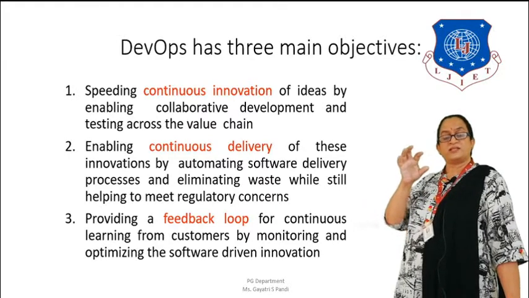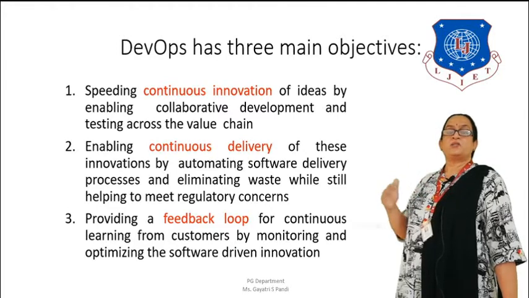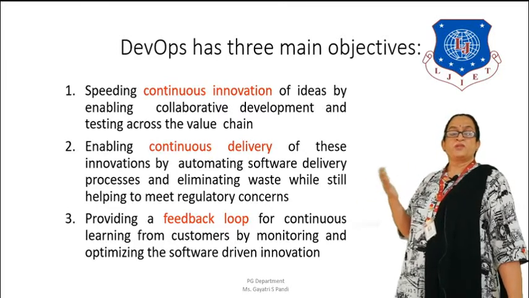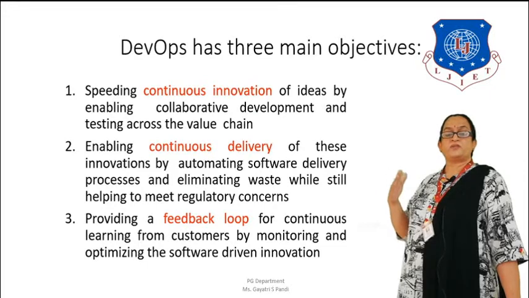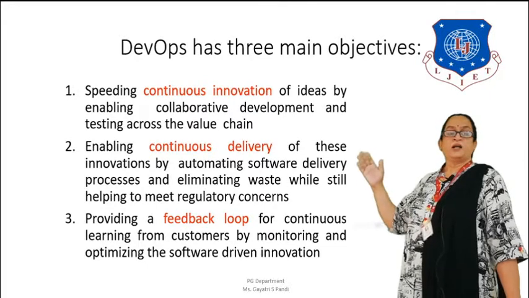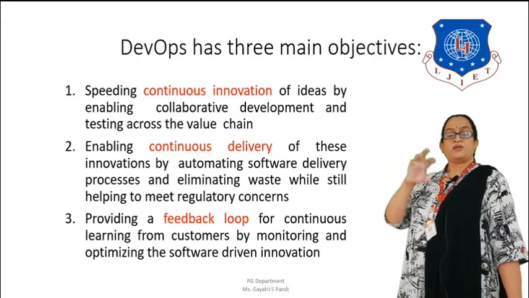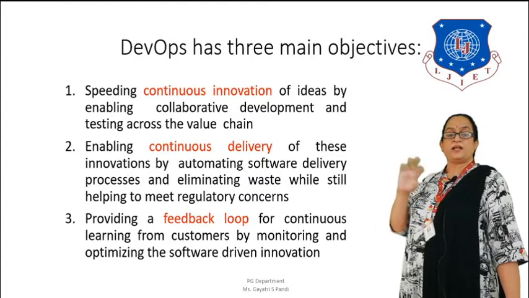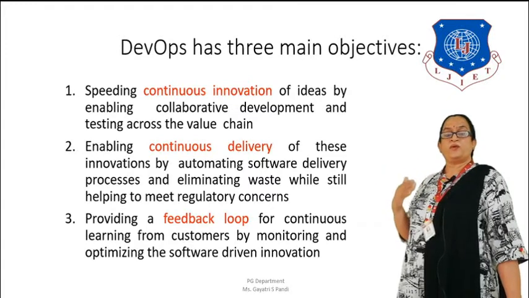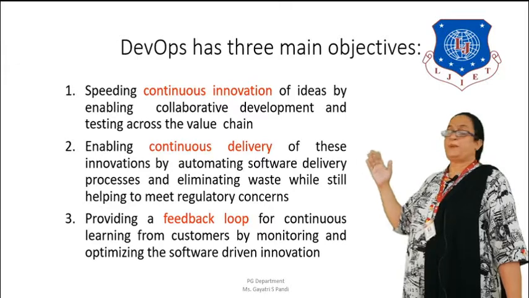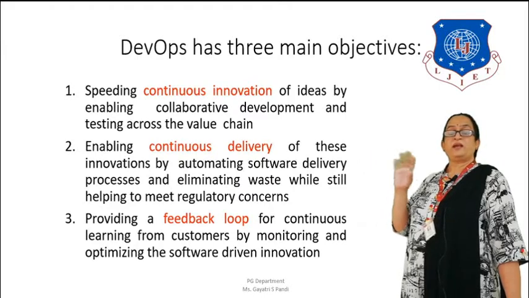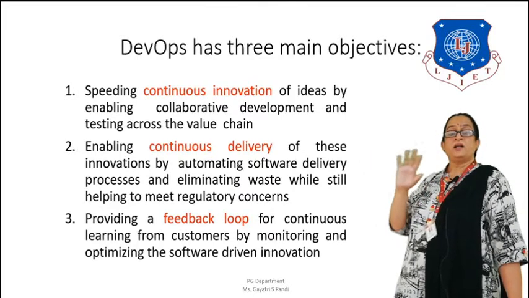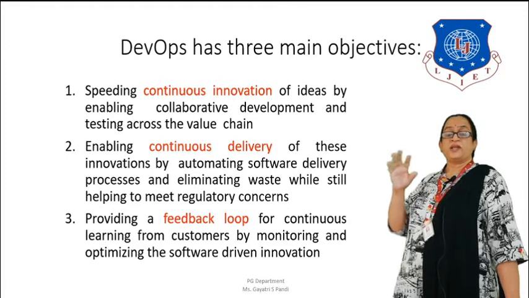So enabling continuous delivery. Once there is appropriate collaboration, there could also be continuous delivery. So continuous delivery of these innovations by automating software delivery processes. So all the software delivery processes are automated, and they also try to eliminate the waste while still helping to meet the regulatory concerns. So they still have to abide by the laws of such an environment.